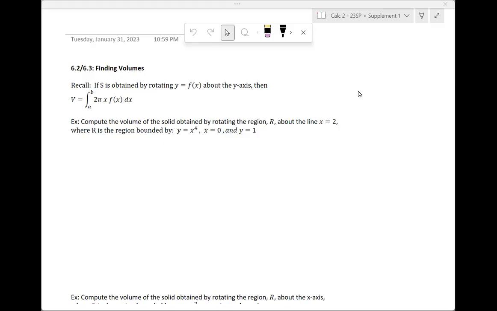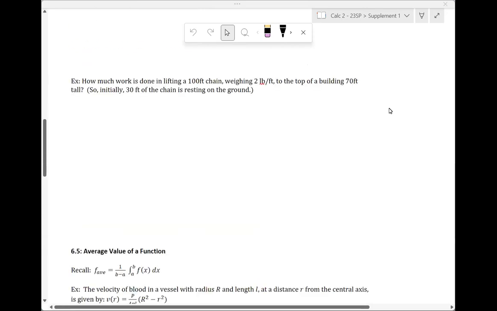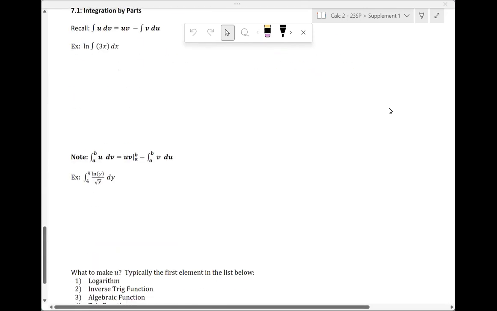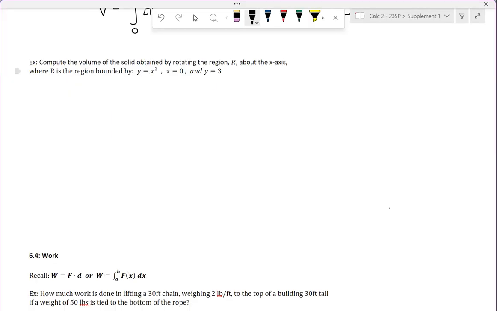Hey, good morning. Today we're going to work through a few problems on finding volumes, on work, average value of a function, and integration by parts. So compute the volume of the solid obtained by rotating R about the x-axis, where R is this region.